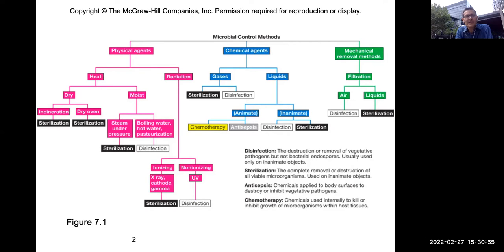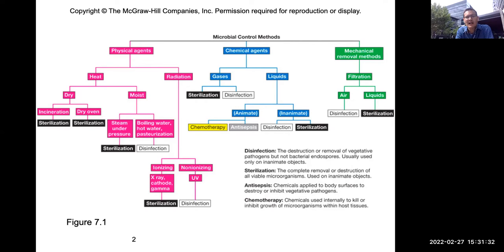This contrasts to sterilization, which is complete removal of all viable microorganisms, which is meant to include spores, so that there's nothing capable of actively growing now or in the future, in terms of spore germination and that sort of thing. In this case, it is always used on inanimate objects because the control or treatment mechanisms are pretty severe and intense.